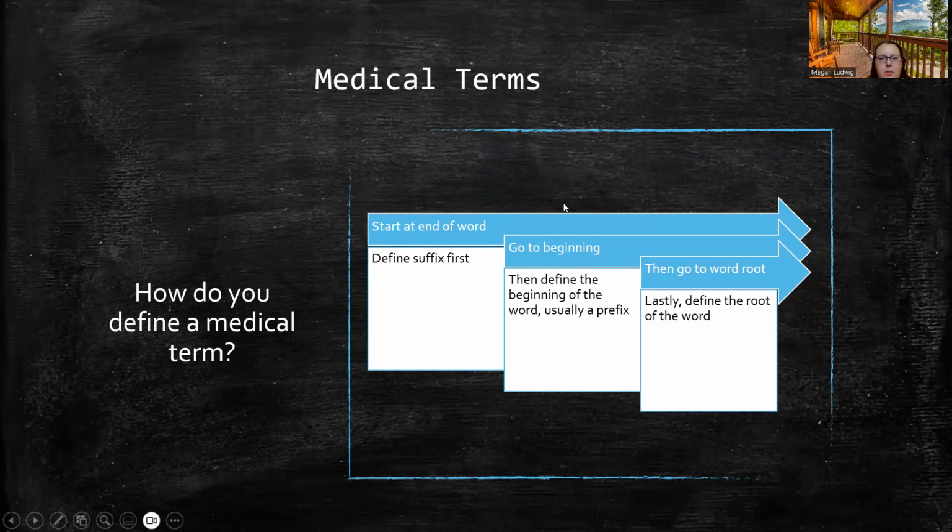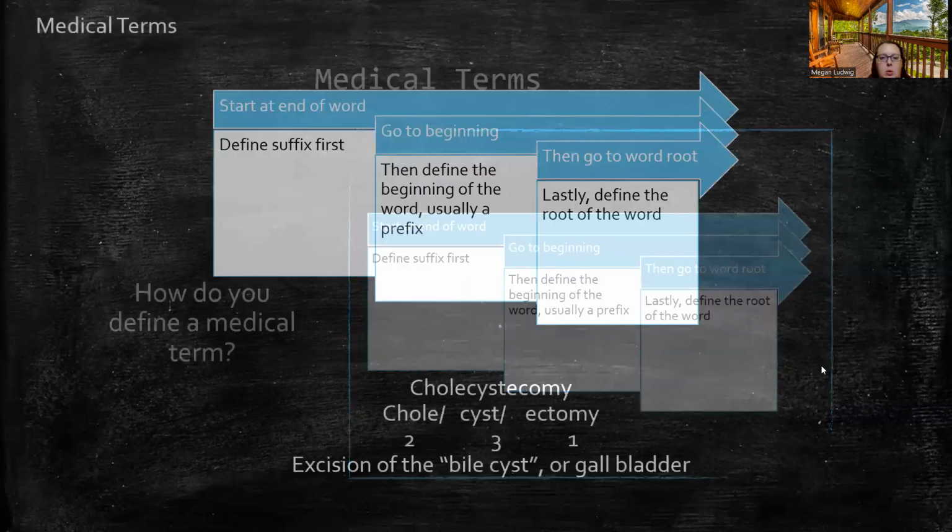Define it. Then you're going to go back to the beginning of the word if the prefix is there, whatever is at the beginning, okay? Define that part. And then you're going to just work your way through the word, basically going back towards the middle, and then define the word root last. So always start at the end with the suffix, go back to the beginning, and then towards the middle.